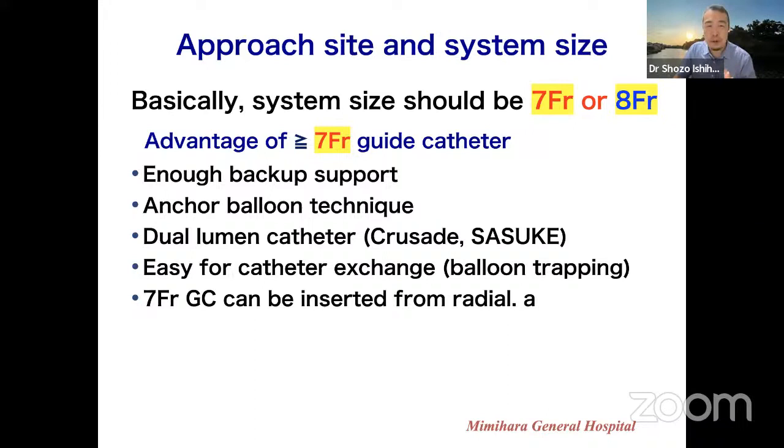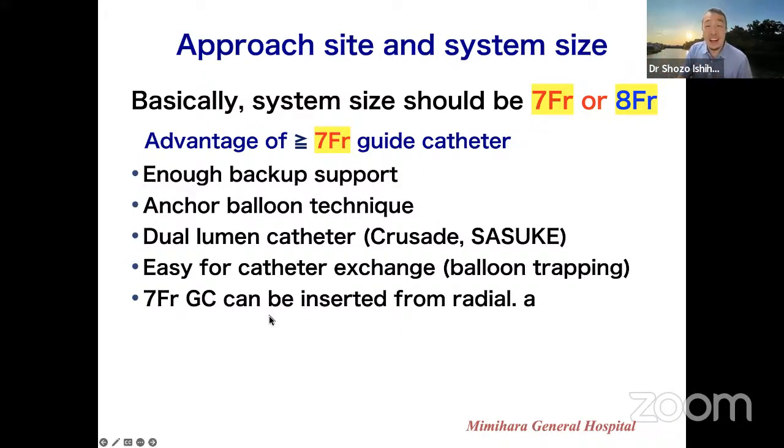And to get enough backup support, we should use especially a 7 French or 8 French guiding catheter for CTO PCI. In some Asian countries, some doctors still use 6 French, but 7 French or larger is very important. With enough backup support, we can do the uncovered technique easily, and we can also use a dual lumen catheter easily with an anchor balloon, or sometimes insert an IVUS catheter and also a microcatheter in interventional PCI. And of course, we should sometimes exchange the support catheter from a microcatheter to a dual lumen catheter and so on.